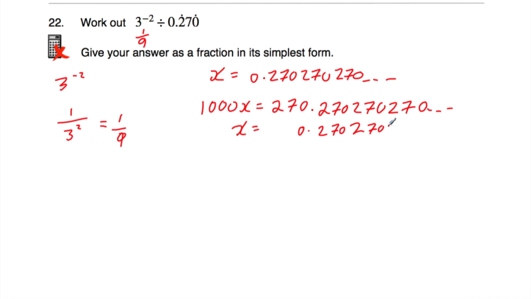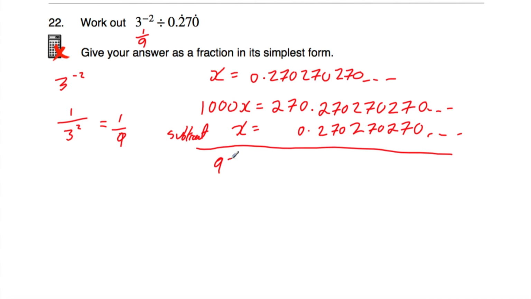0.270, 270, 270 and so on. Now we want to take those away from each other so the bits after the decimal point cancel out. So let's subtract. 1000x take away x would be 999x. On the right hand side we had 270.270, 270 and so on, take away 0.270, 270 and so on, so that would leave us just with 270. Now we want to find out what x is, so let's divide both sides by 999. On the left hand side, that would leave us with x, and on the right hand side, we'd have 270 over 999.